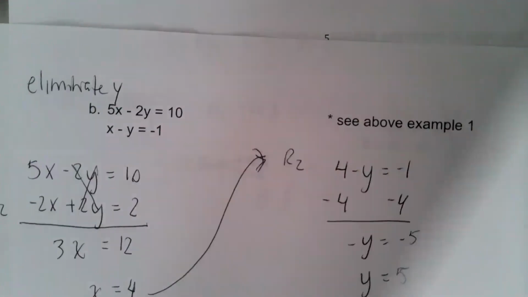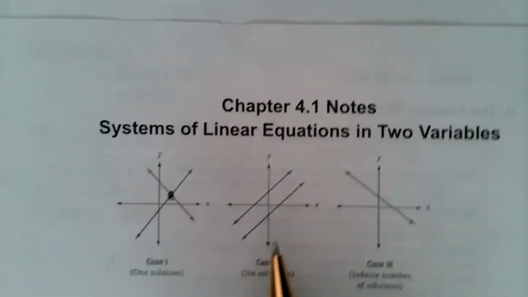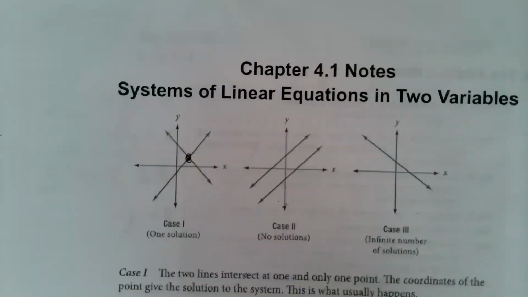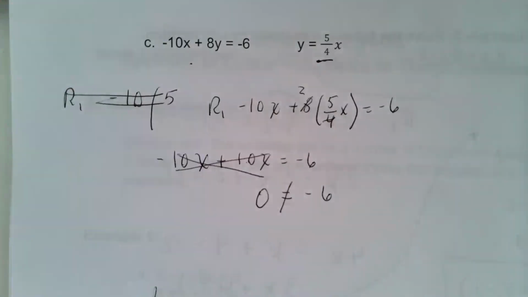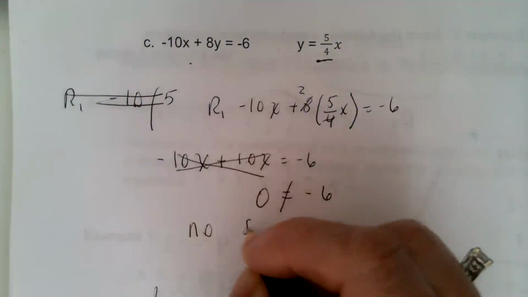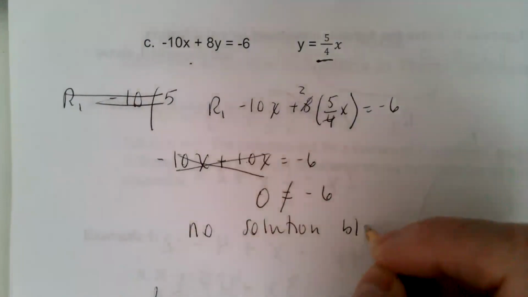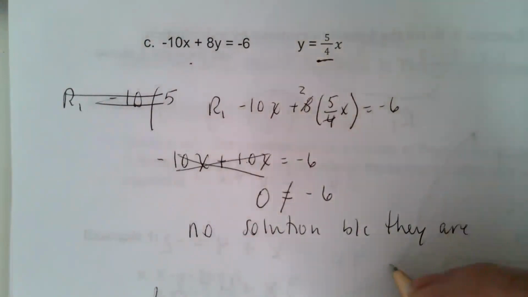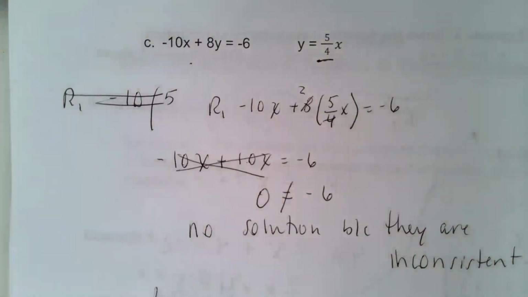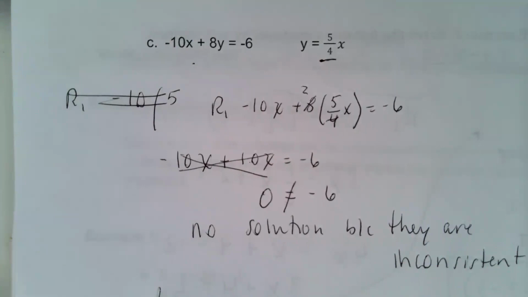And that goes back to the parallel. They're parallel lines because it's an untrue statement. That means they never touch. So there's no solution, because you can say they are inconsistent with one another. And then letter D is on the extra video if you want to check it out. Catch me back for lesson 4.2.